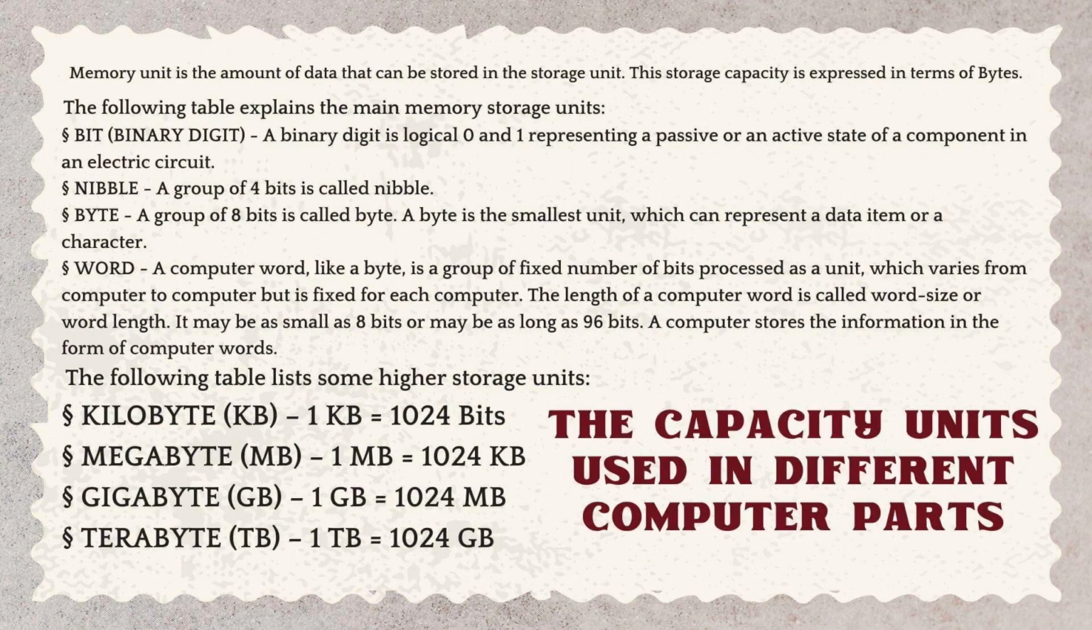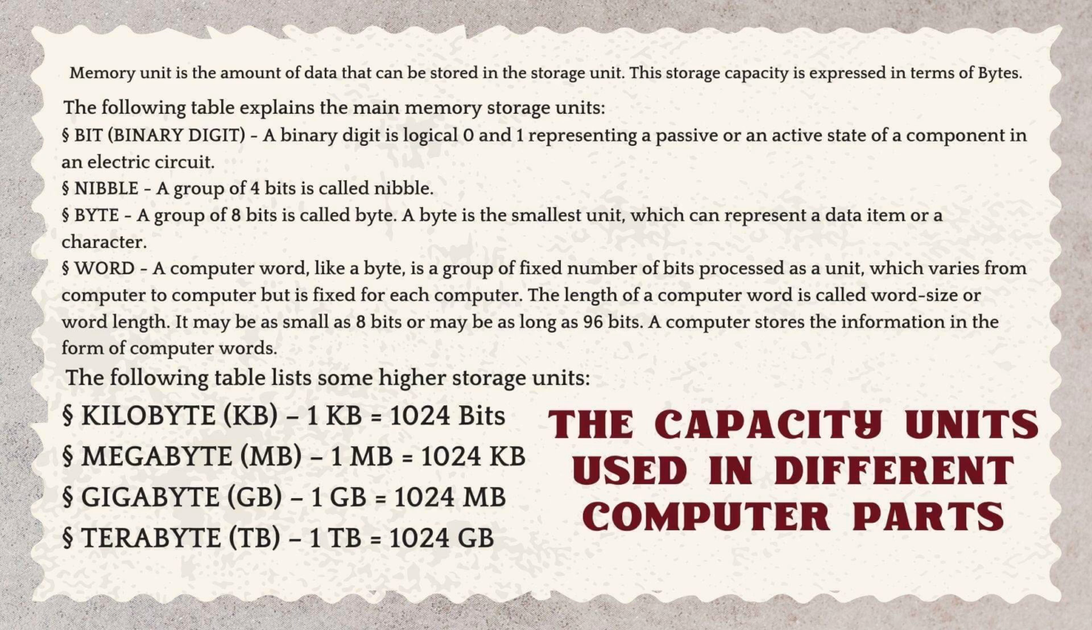What are the capacity units used in different computer parts? Memory unit is the amount of data that can be stored in the storage unit. This storage capacity is expressed in terms of bytes. The following table explains the main memory storage units. Bit, or binary digit. A binary digit is logical 0 and 1 representing a passive or an active state of a component in an electric circuit.